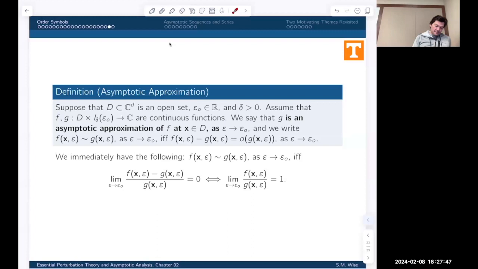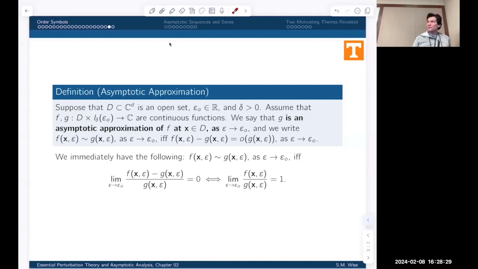Suppose that D is our usual open set, epsilon naught is a point in R, delta is greater than 0, and F and G are continuous functions from that Cartesian product into the complex numbers. We say that G is an asymptotic approximation of F as epsilon goes to epsilon naught. And remember, this is pointwise in X. So for every fixed X, this has to hold. If there is no X value, then better still, okay?